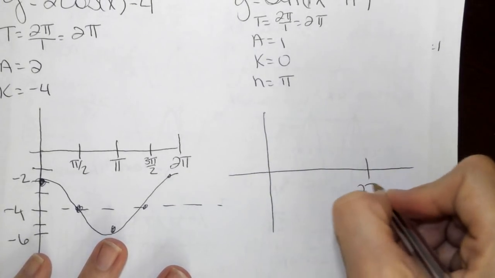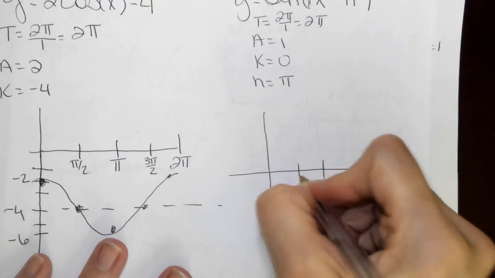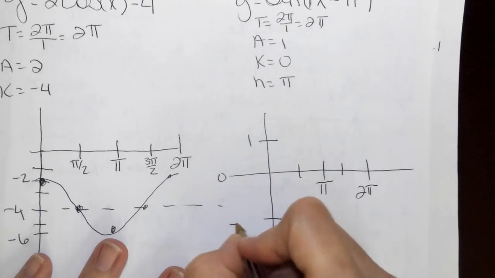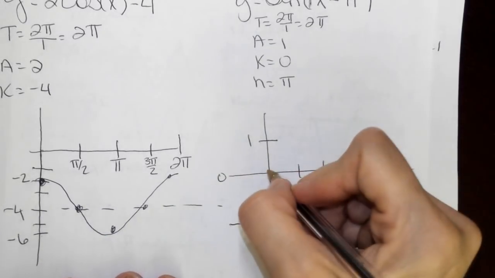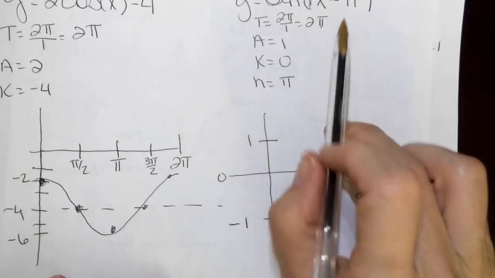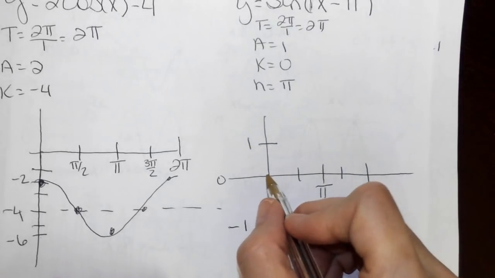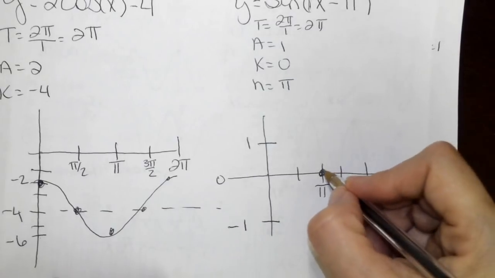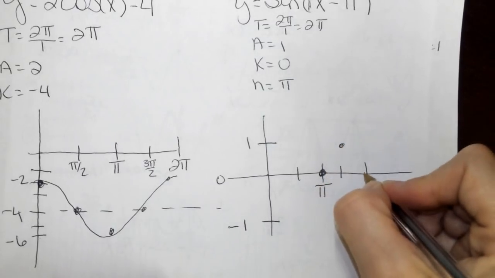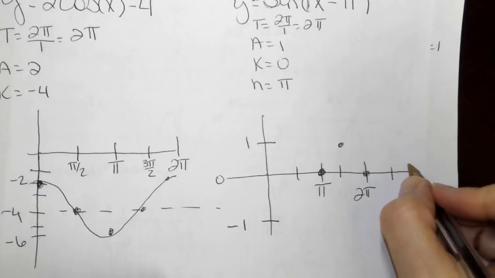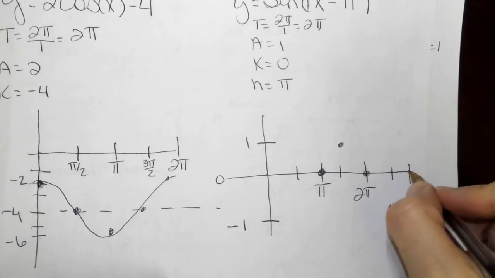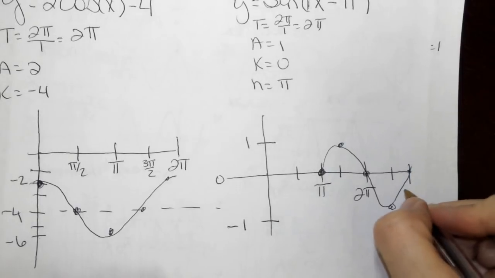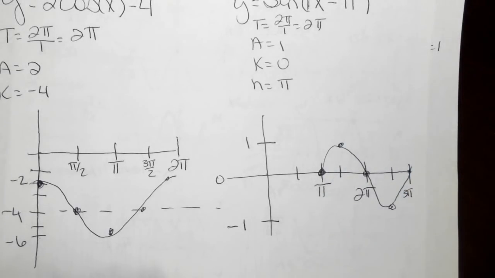So I'm going to go out to 2 pi, going to half it, half it, half it. My amplitude is 1, and my k is 0. So normally a sine curve would start right here at 0, 0. But I'm going to go pi units to the right. So instead of starting at 0, 0, I'm going to start at pi, 0. And then I'm going to go up to my max, back to my axis, down to my minimum, and back to my axis. So I had to extend my graph a little bit out to 3 pi.